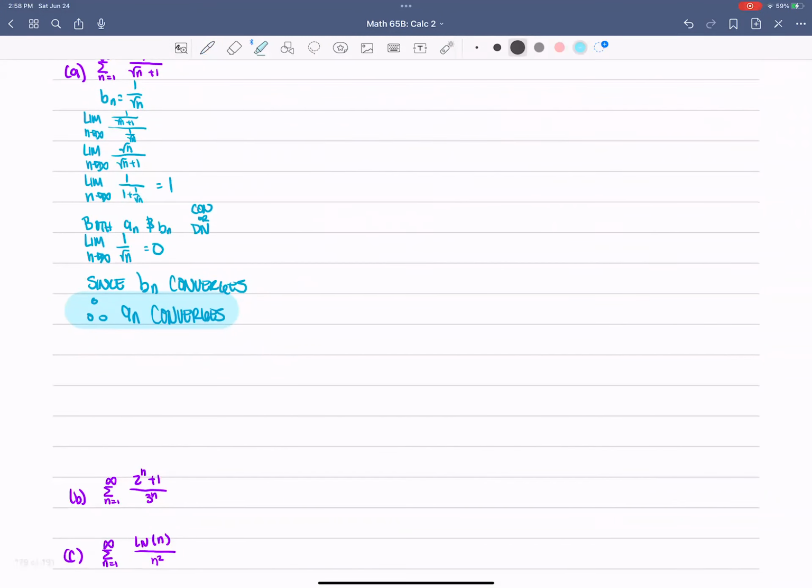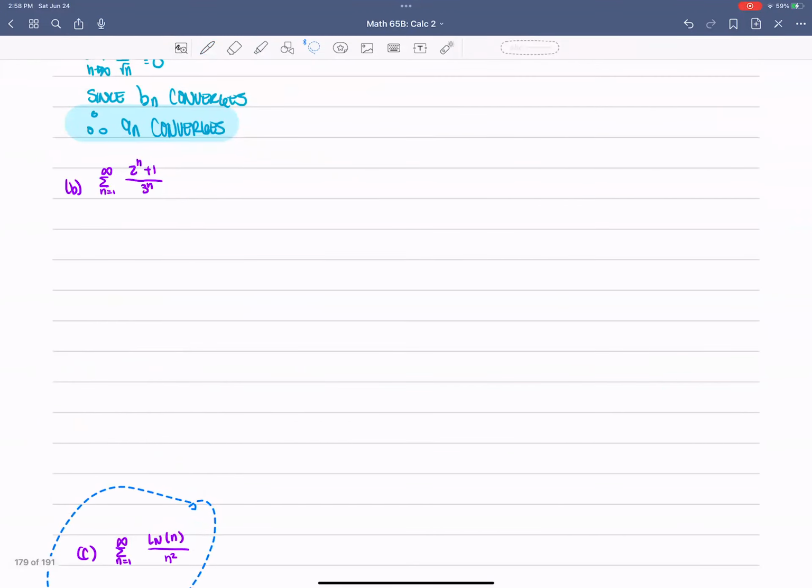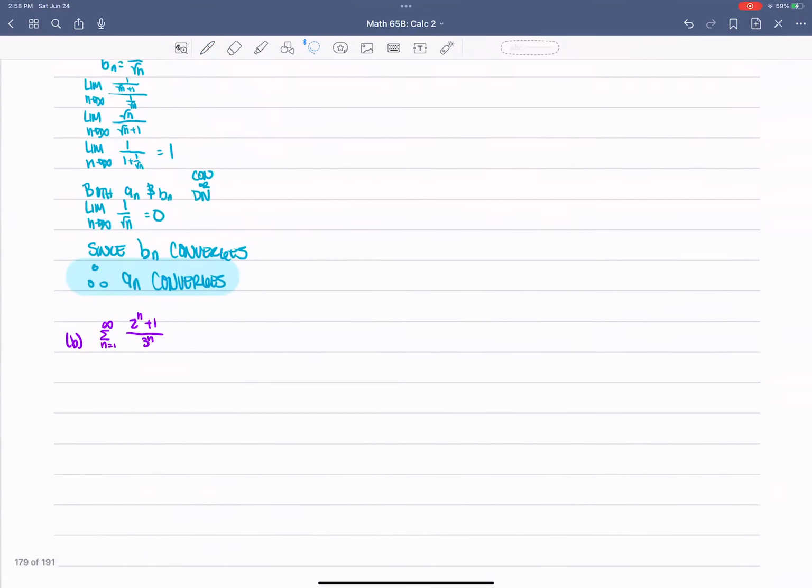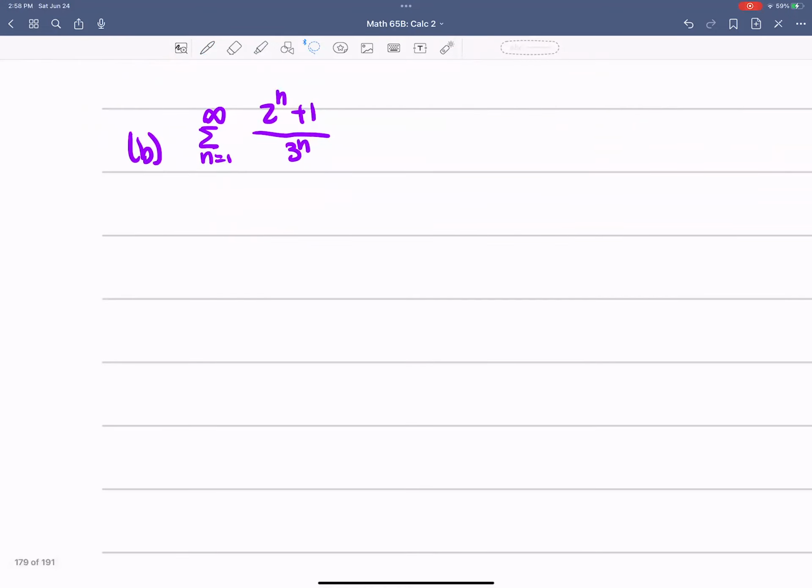Let's work on that next one, the second one. Pretty sure we're going to need a little more room. So now looking at b sub n. We're going to find a function b sub n that's a little easier to integrate, and we're going to use that to help us with the rest of it. So easier for me would just be to remove that plus 1 here. So I'm going to let b sub n equal 2 to the power n over 3 to the power n.